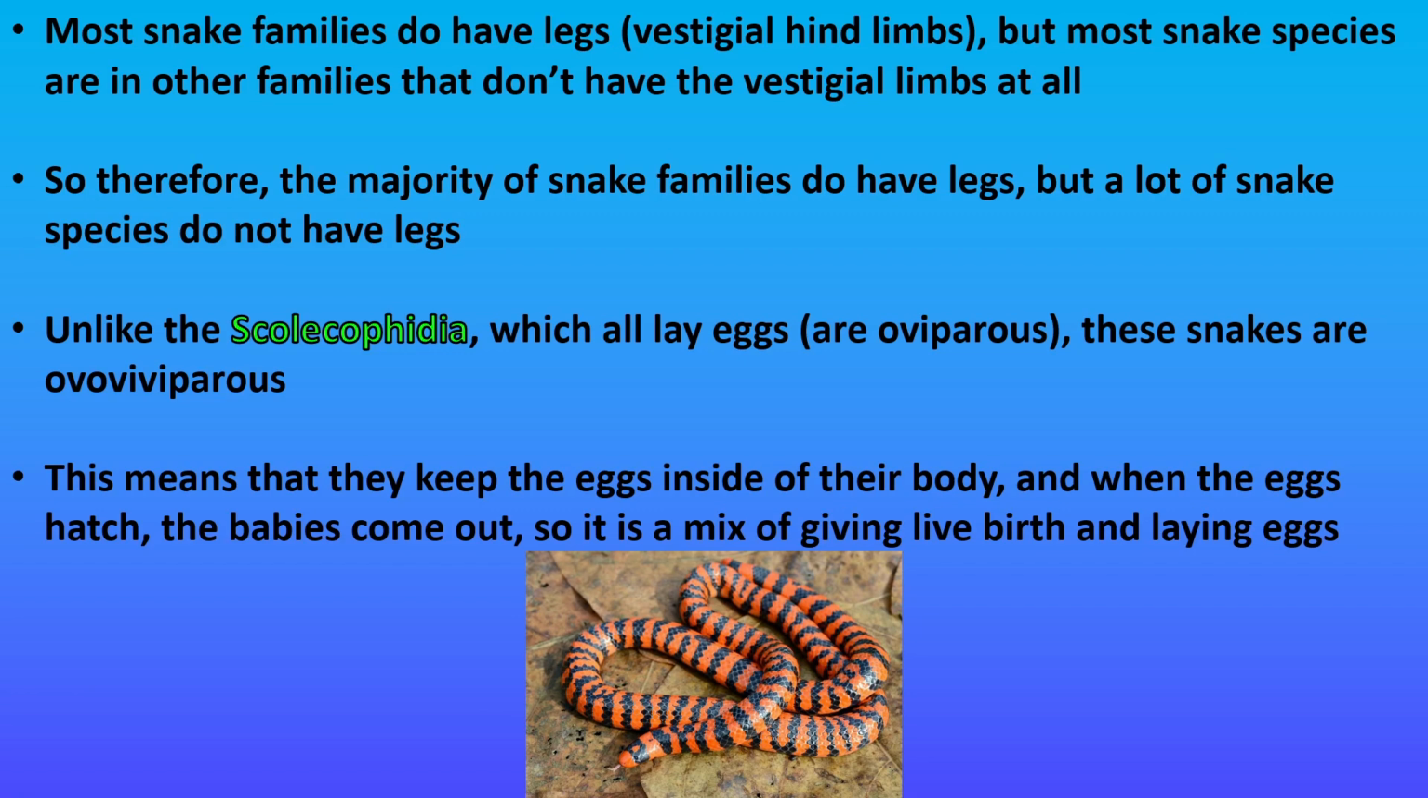Most snake families do have legs, which are vestigial hind limbs, but most snake species are in other families that don't have vestigial limbs at all. So therefore, the majority of snake families do have legs, but a lot of snake species do not have legs. Unlike the Scoliocophidia, which all lay eggs, meaning that they are oviparous, these snakes are ovoviviparous. This means that they keep the eggs inside of their body, and when the eggs hatch, the babies come out. So it is a mix of giving live birth and laying eggs.